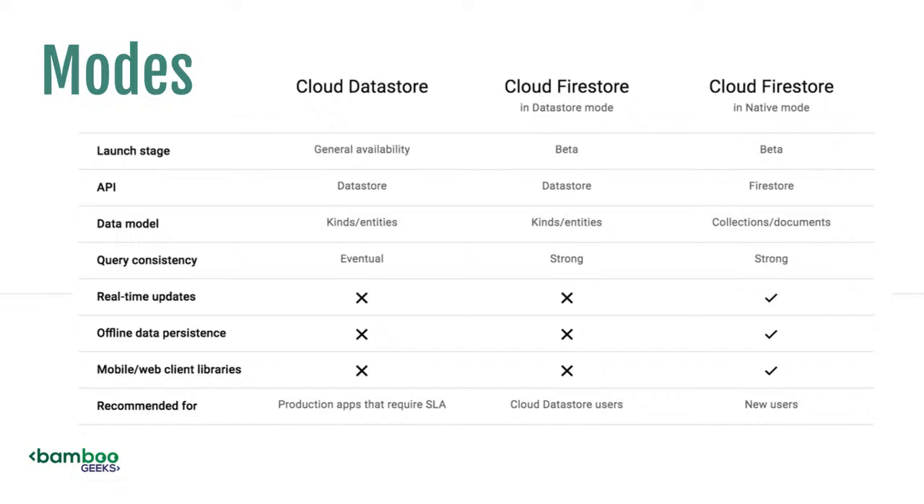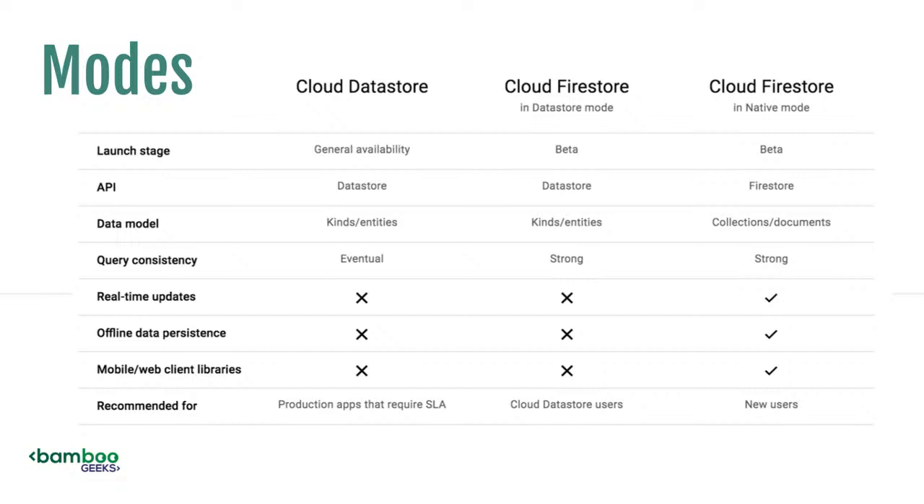Now, on the other hand, we have Cloud Firestore in its two modes, the native mode and the Datastore mode. Cloud Firestore in Datastore mode is equal to Cloud Datastore. There is no difference, except that Cloud Datastore users have very strong query consistency, and it's still in the beta stage, not generally available yet. The most important thing now is Cloud Firestore in native mode. That's the thing most used by mobile and web developers. So that's why they are always saying Firebase and Cloud Firestore.